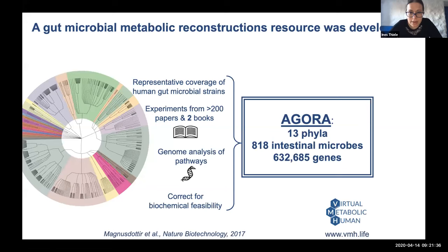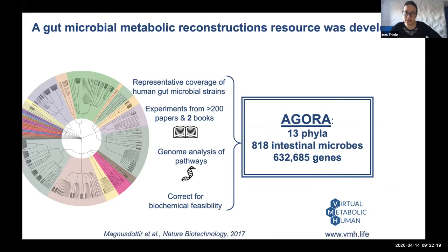Berkeley's reference manuals were available, where those data were available. We refined the genomes and the annotations extensively, and on the computational modeling front we made quite some corrections as well to minimize artifacts that are known to occur in those reconstructions. And so at the end, we have a set of 818 gut microbial reconstructions representing 13 different phyla, and if you're interested in the set of unique genes, that's some 600,000.